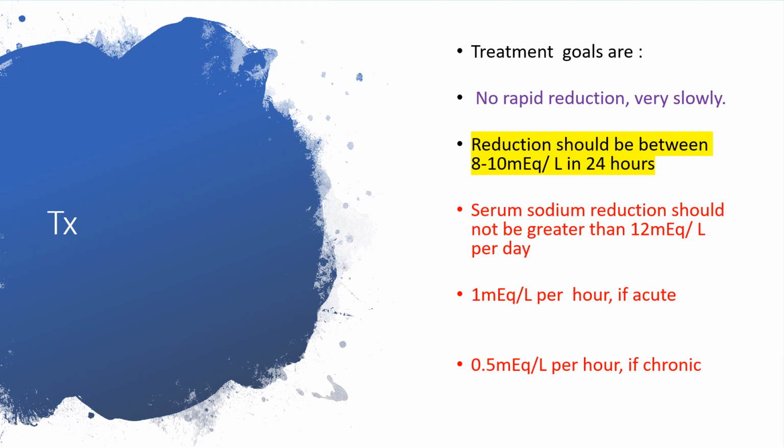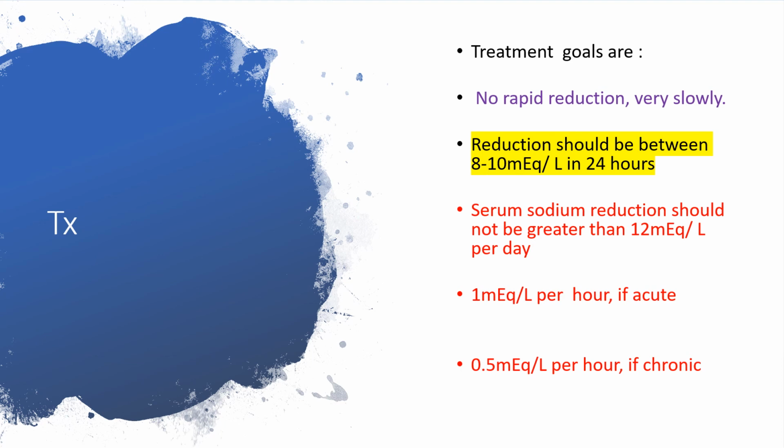Let me explain myself further here because this is the key of this presentation. We have many diagnoses of hypernatremia. We look out for the causes. Okay? How do we treat? We set the goals because we want to save the lives. We don't want to kill the patient, right? Then no rapid reduction. Go very slowly. Set the target. Reduction should be between 8 to 10 milliequivalent per liter in 24 hours. Regardless of how high the sodium level is, we can't just overdo it, okay?